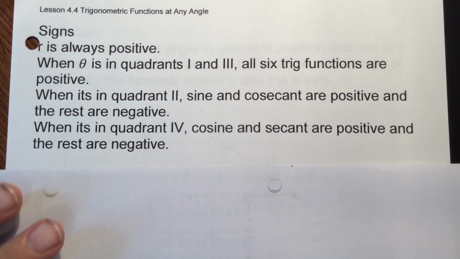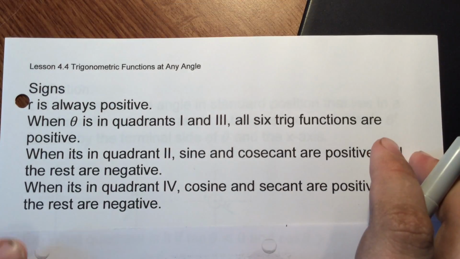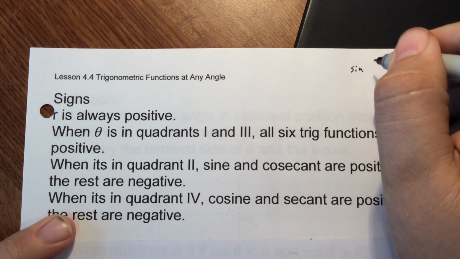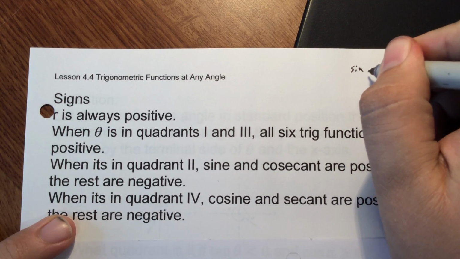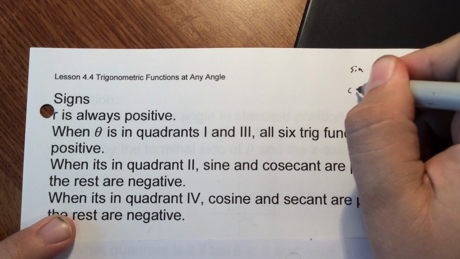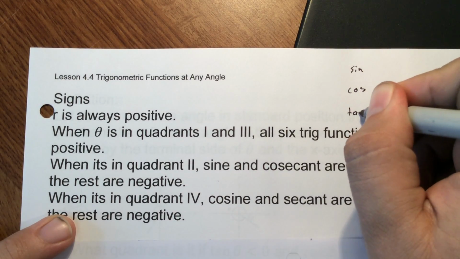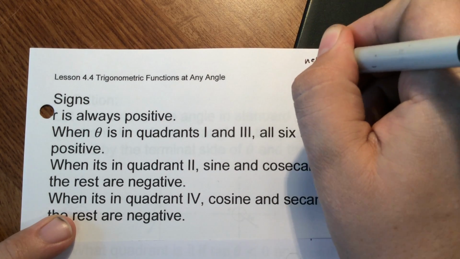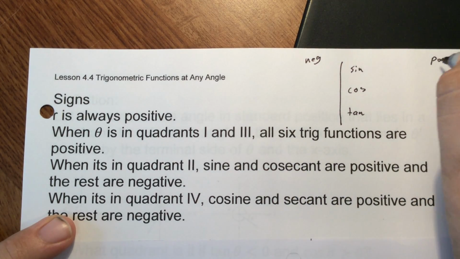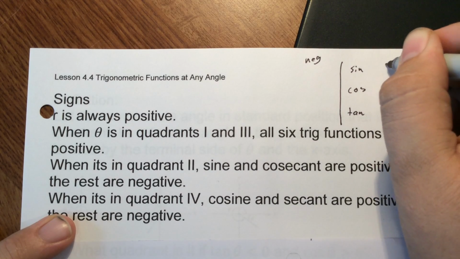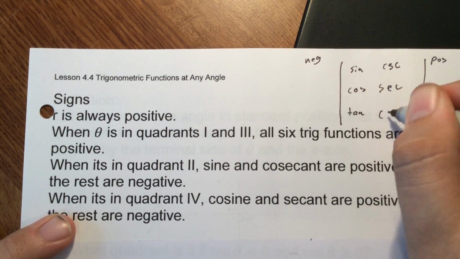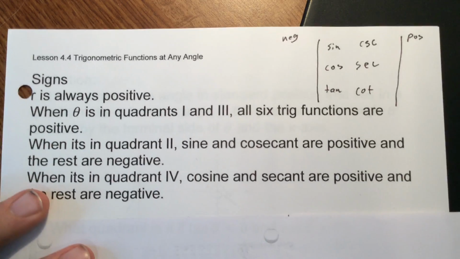So let's map this out. We have some room up here. So if we look at sine, let's go cosine and tangent. This is when we're negative. It's going to be when we're positive. Remember, sine goes with cosecant, cosine goes with secant, tangent goes with cotangent. Those are all going to be tied together.